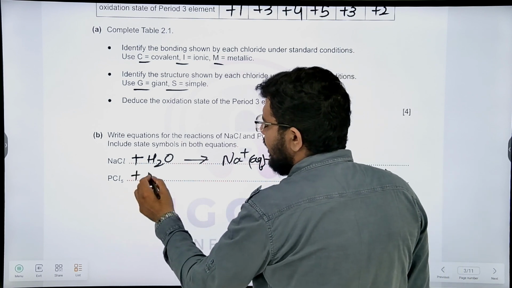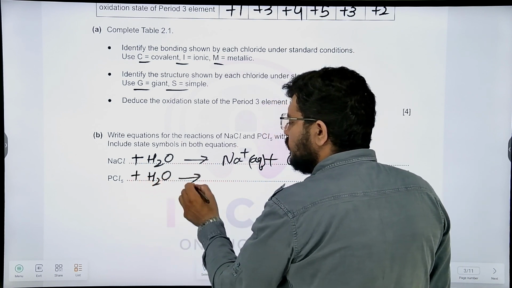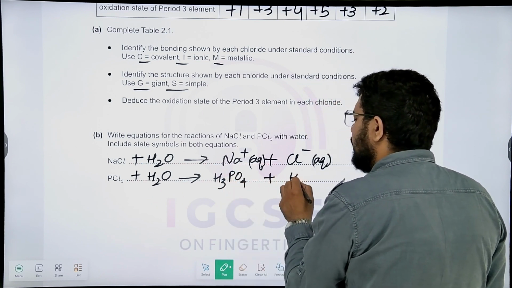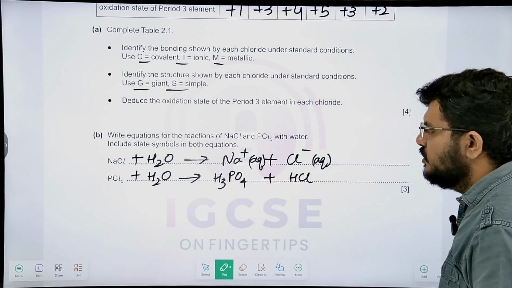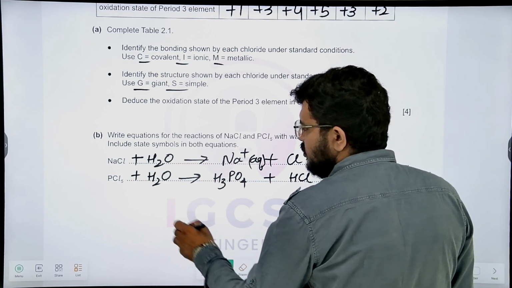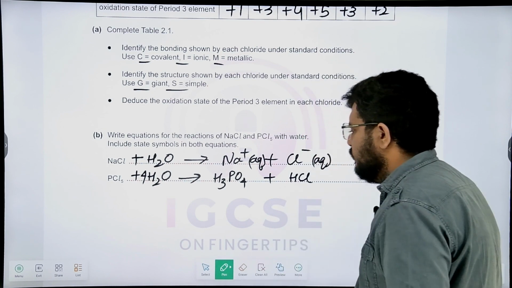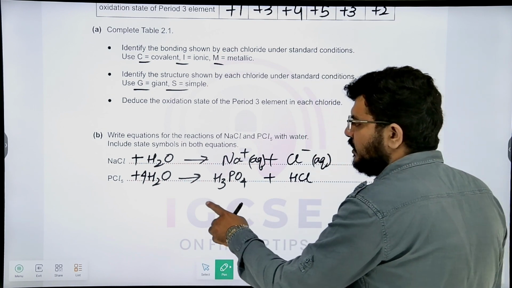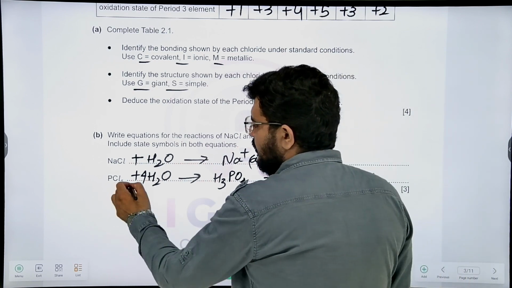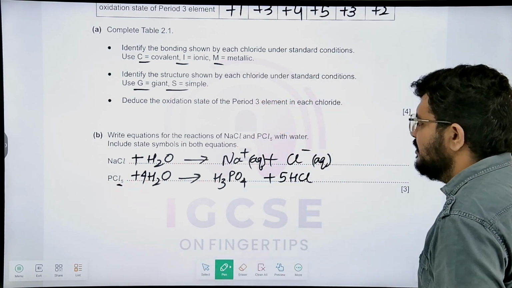But PCl5 is an acidic chloride. So what will it form? It will form H3PO4 and HCl, right? So how do I balance this? I need PO4 and there is only one way I can do that. So 4 to the 8, 3 over here and 5 over here. We'll also balance the 5 in PCl5. This is the balanced equation.